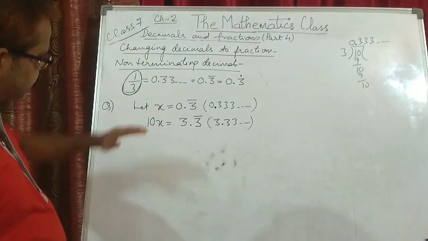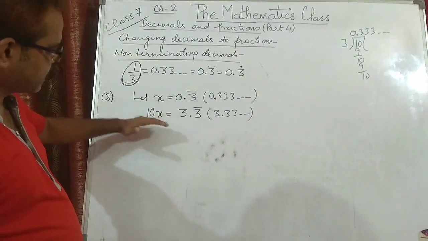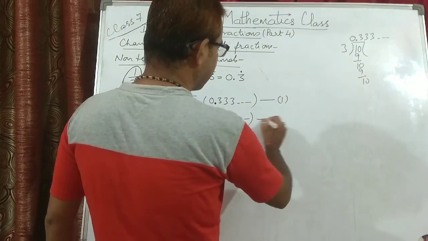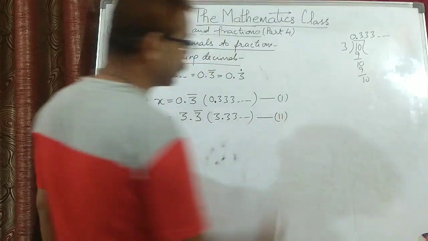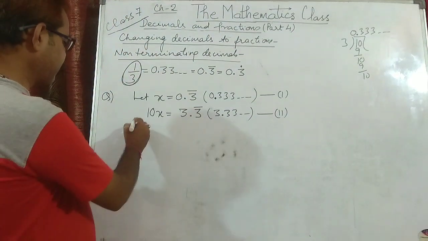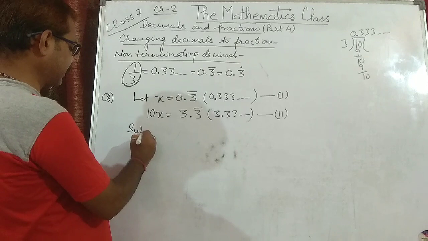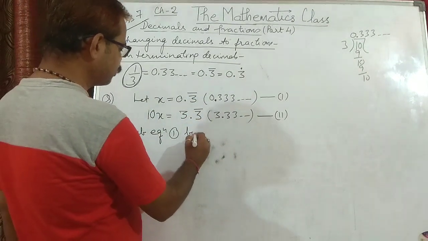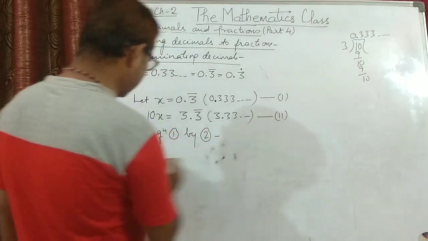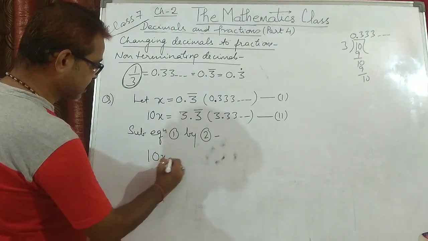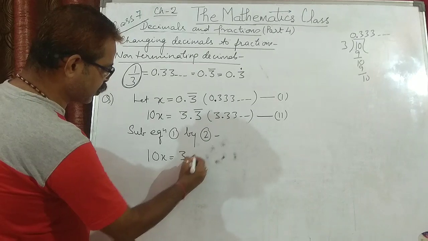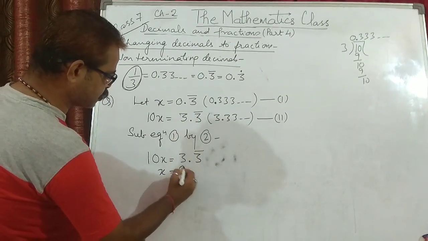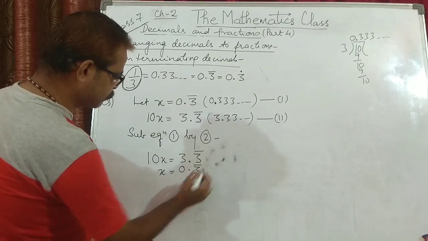Now if I subtract x from 10x, let us say this is equation number 1 and this is equation number 2. We are subtracting equation 1 from 2. How are we going to subtract? This is 10x is equal to 3.3 bar, and this is only x is equal to 0.3 bar.